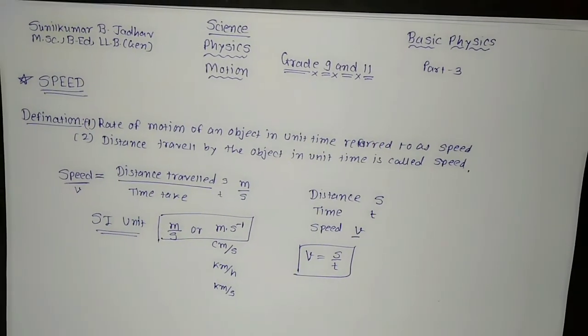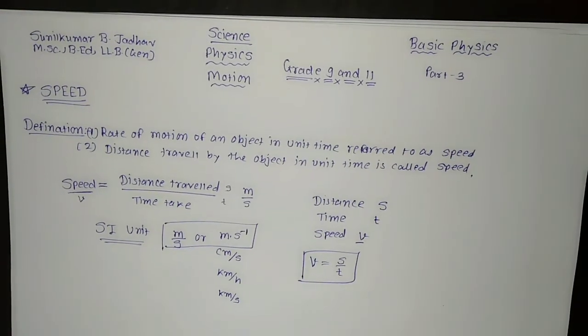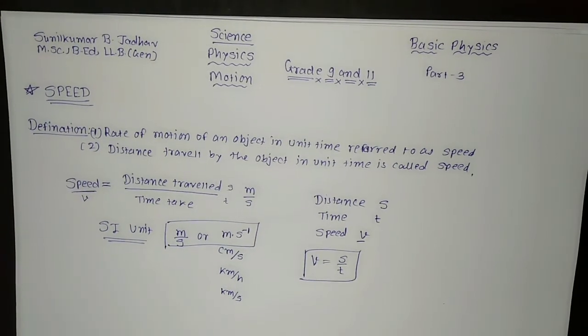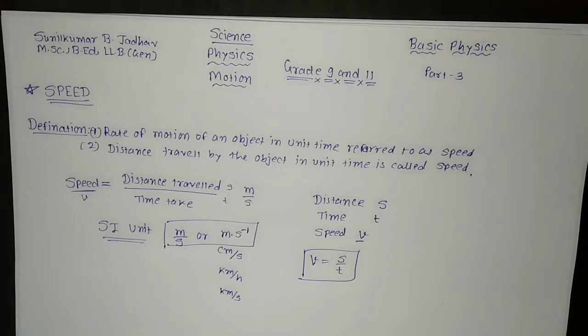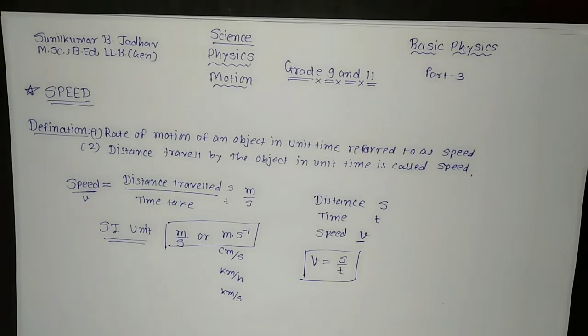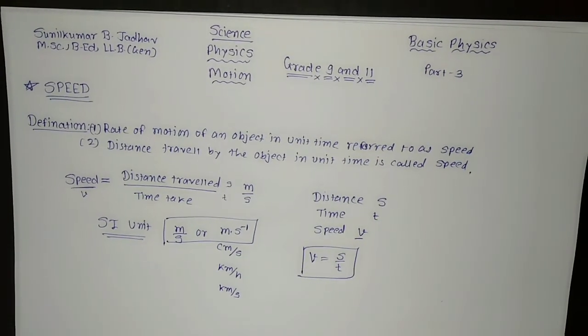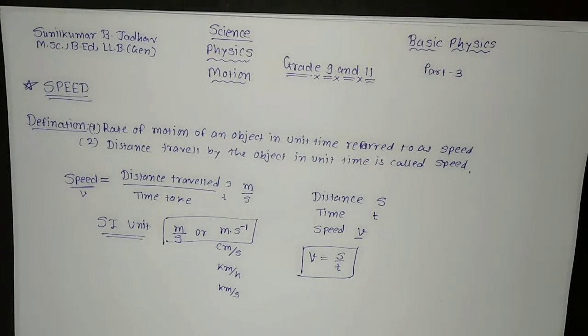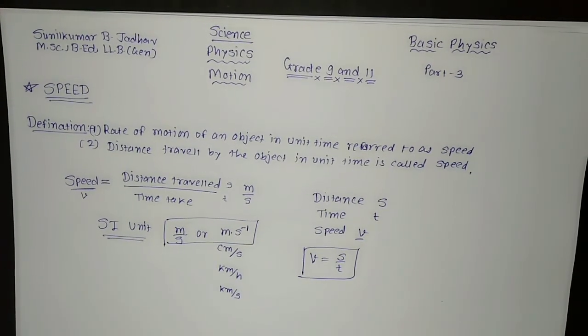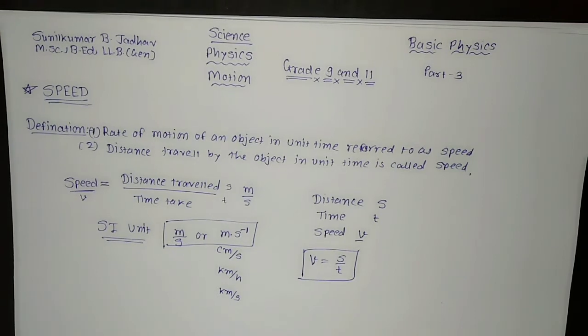But in day-to-day life we are not moving with the same speed, hence the other quantity is generated, that is average speed, and that we'll discuss in part 4. I hope what is speed, what is the SI unit of speed, and what is the formula of speed have been understood in this video, and this concept is clear.